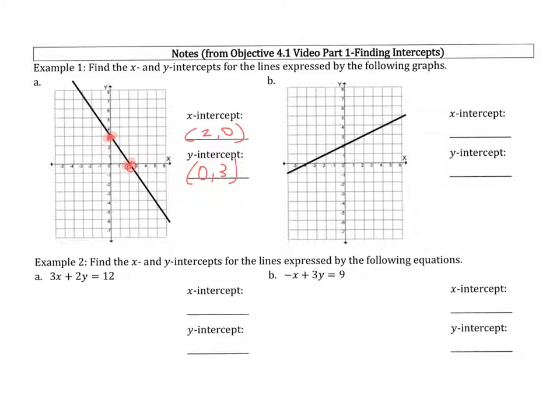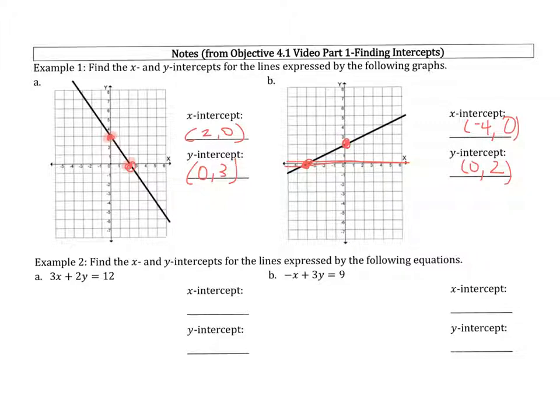So let's take a look at B. The x-intercept is right here. That's where it crosses this x-axis. And that is -4 to the left and 0 up or down from the origin. Remember, the origin is that middle point there, 0, 0. We're going 4 to the left, which is where that -4 comes from. And we're not going up and down any, so we have a 0 in the y spot. Our y-intercept is right here, and that is at 0, 2.